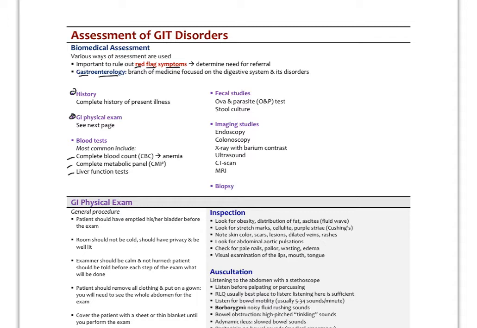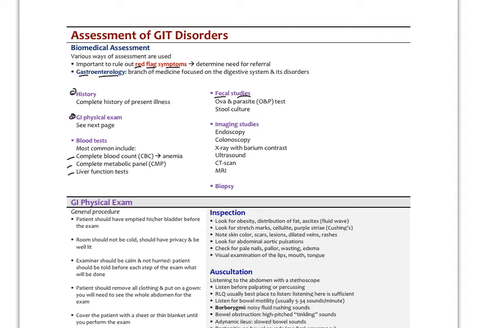Another big area of study for GI conditions would be fecal studies, and that would be either ova and parasite tests, usually done with three separate stool samples. The stool is looked at microscopically for any signs of parasites, and that would be amoebas, any worms, and any potential spores. Or a stool culture.